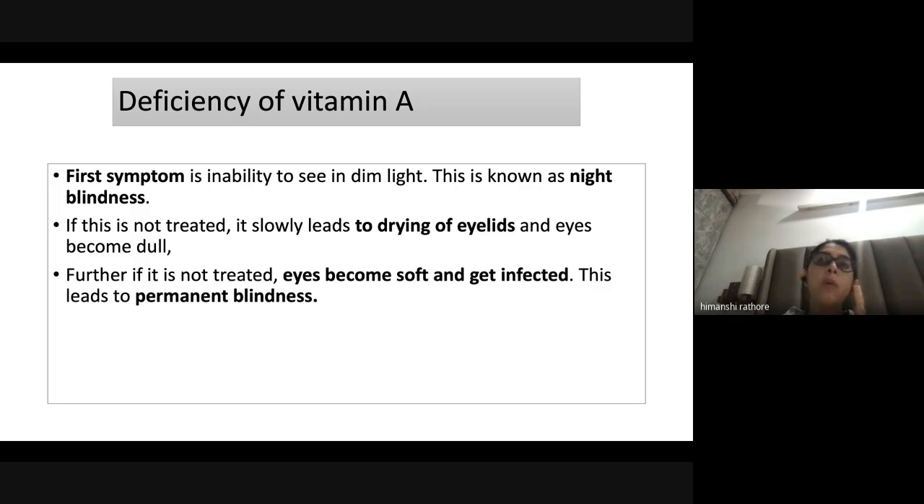And that is why the government has started various programs, and there is a blindness program in our country. In India we have a program in which we provide supplementation of vitamin A to children, and to adults also. So it is very important to take vitamin A in appropriate amount.